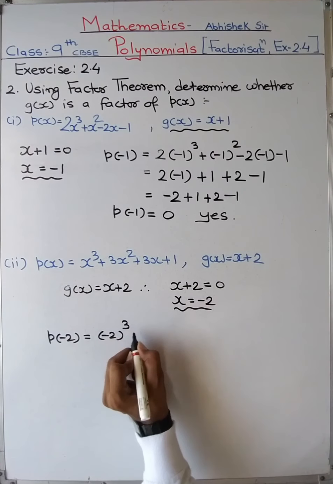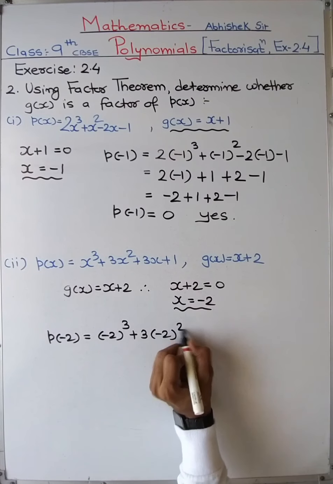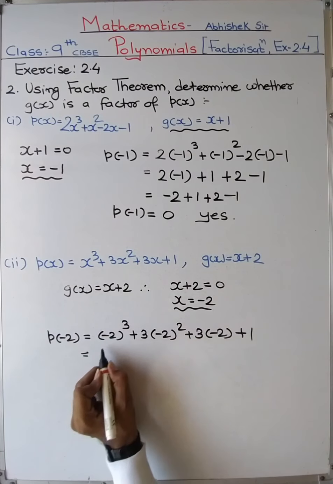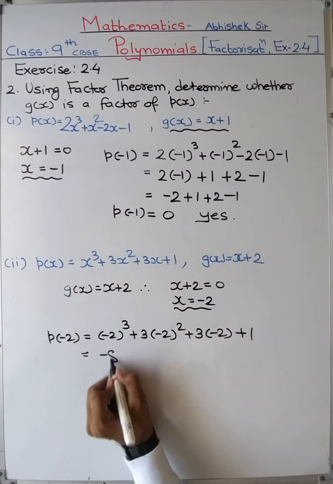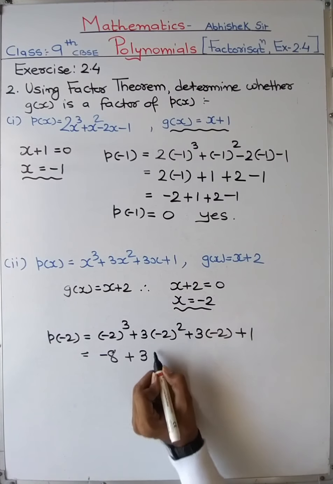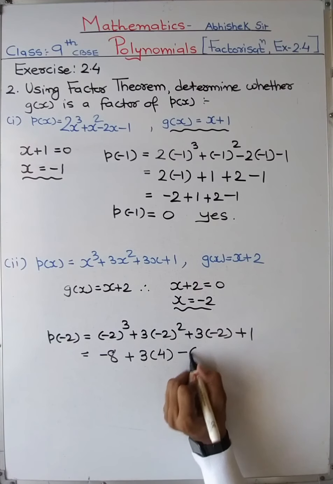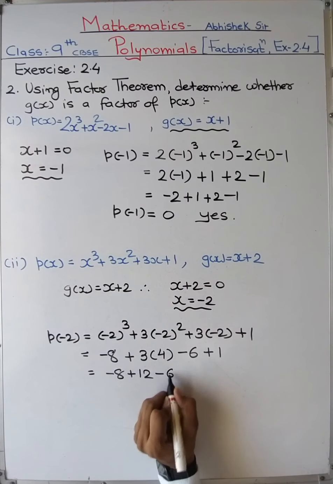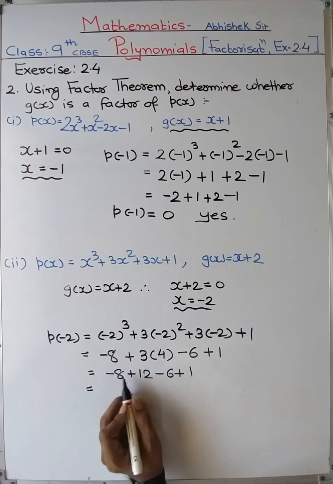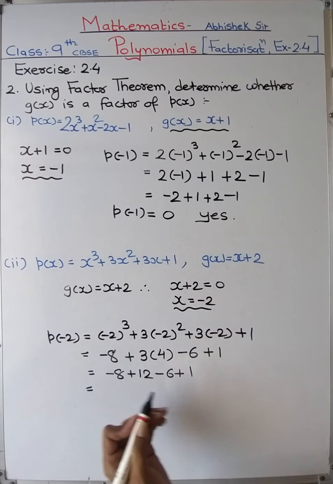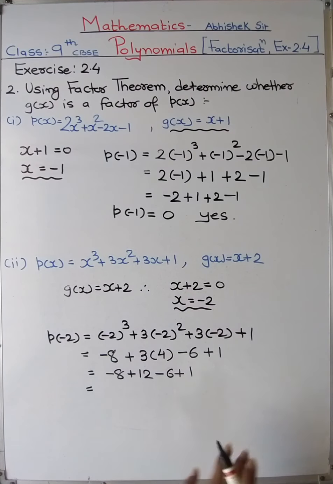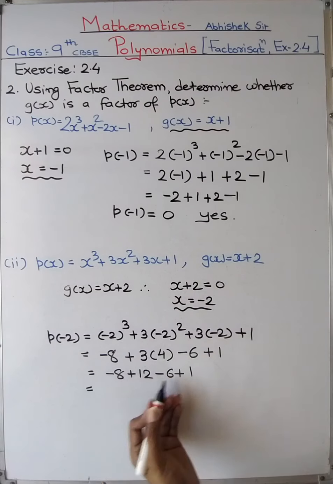So it is minus 2 cube plus 3 into minus 2 square plus 3 into minus 2 plus 1. First of all, minus 2 cube is minus 8. Plus 3 into minus 2 square: minus square will be plus and 2 square is 4. 3 into minus 2 is minus 6. Plus 1 repeated. So minus 8 plus 3 fours are 12, minus 6 plus 1. So 12 minus 8 is 4. 4 minus 6 is minus 2. Minus 2 plus 1 is minus 1. So let us solve it in another way. It may be that 8 and 6 are both in minus.